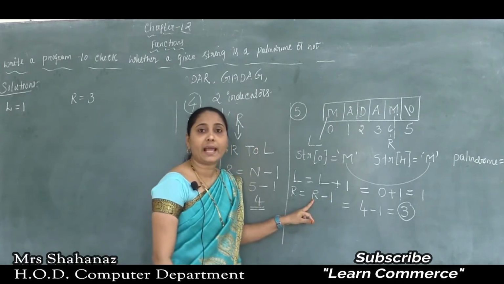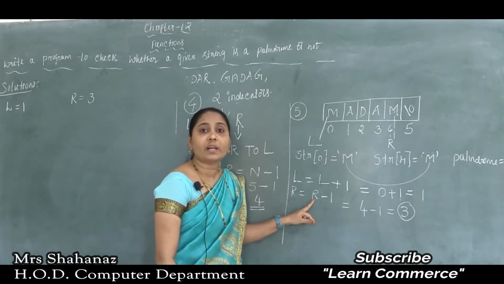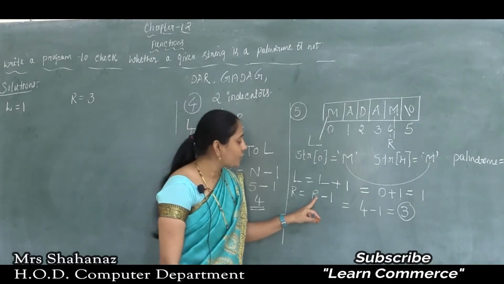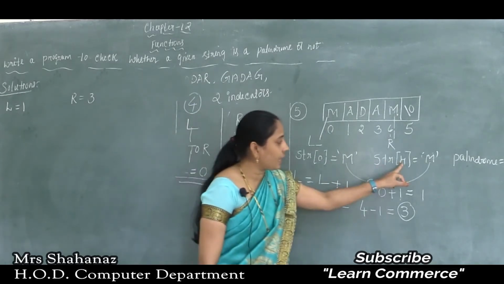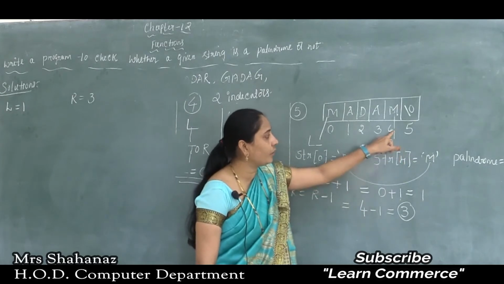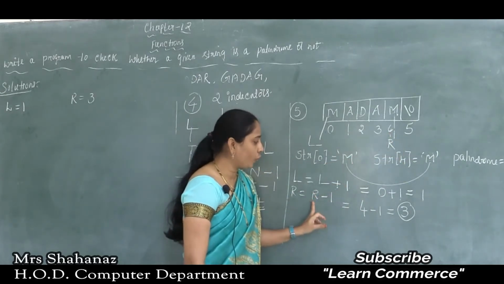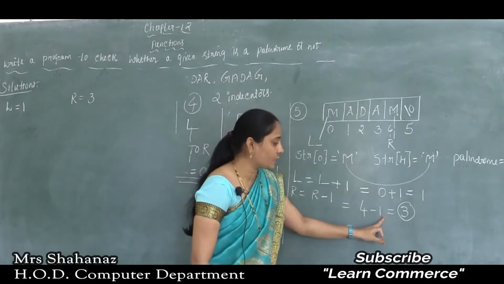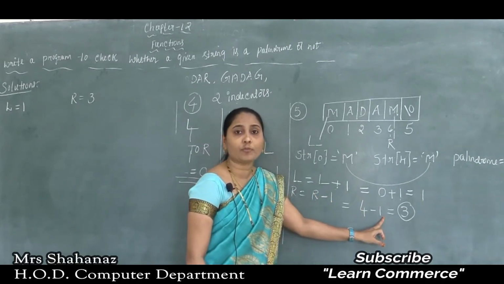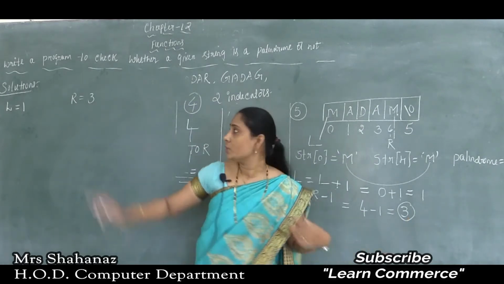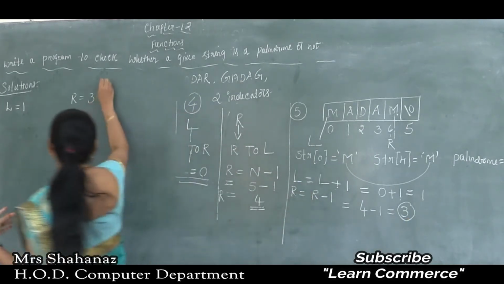And later, when you are going to calculate R, the right indicator is decremented by 1. So for the R result, we know that in the last step the R value is 4 here. So 4 minus 1. Now when you subtract 4 minus 1, very easily we can say the R value is equal to 3. So I completed it: the R value is equal to 3.